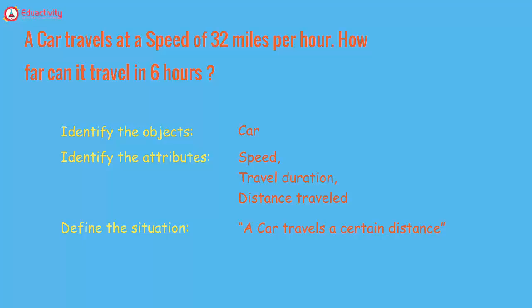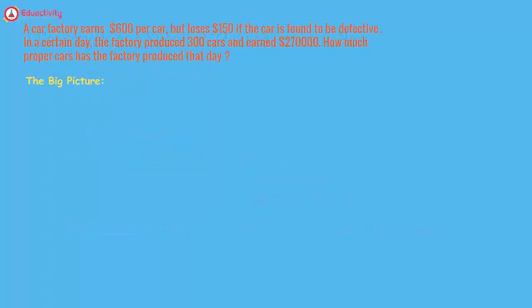As you can see, we broke down the problem into objects and attributes and defined what's going on in it. This is how we first approach a new problem. Let's see another example.